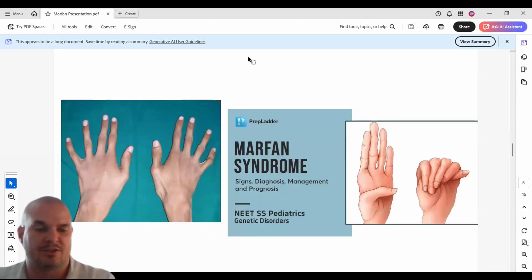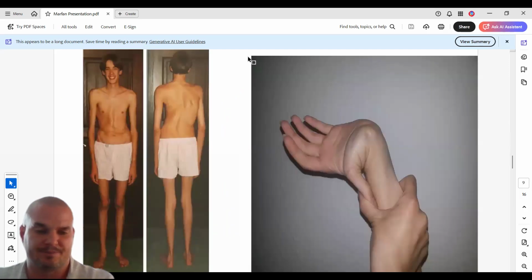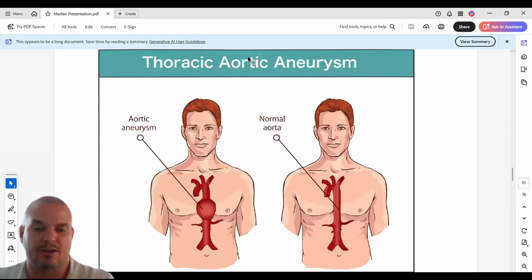These diagrams show the major systems affected by Marfan syndrome. You can see the skeletal features like long limbs and scoliosis, and the cardiovascular system, particularly the aorta.